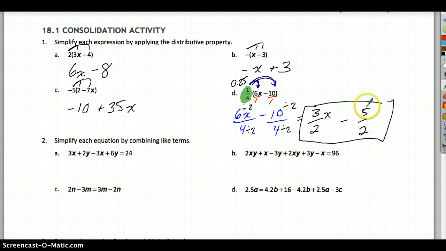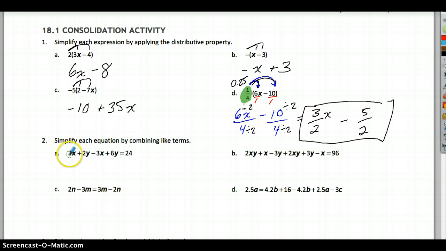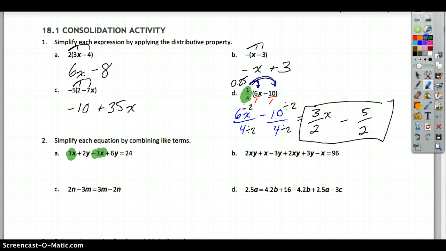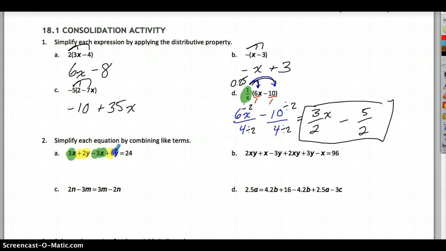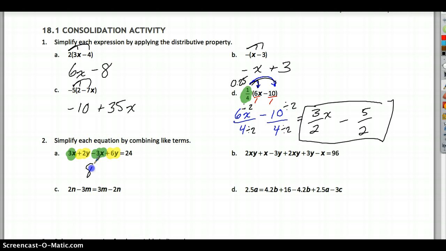Alright, example number 2, simplify by combining like terms. Really all I wanted you guys to do is combine your stuff, so 3x can be combined with negative 3x. They cancel out because it's a zero pair. And then 2y can combine with 6y. That's a positive 2y plus 6y, so that should have given me 8y equals 24.